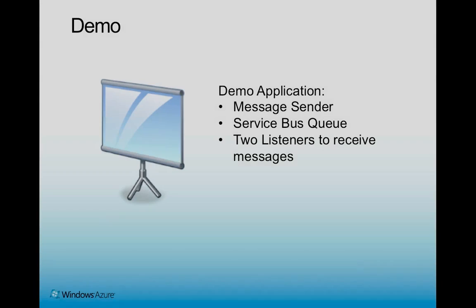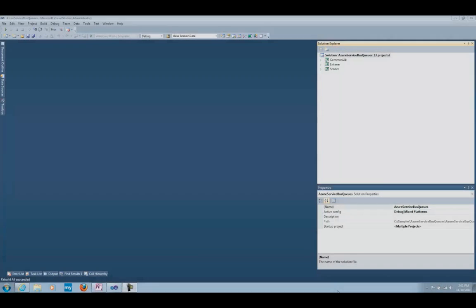So let's do a demo. In this demo, I'm going to show you a simple application consisting of a message sender that sends messages to a service bus queue, the service bus queue itself, and two message listeners to receive messages from the queue. I'll switch to Visual Studio and we'll get started.